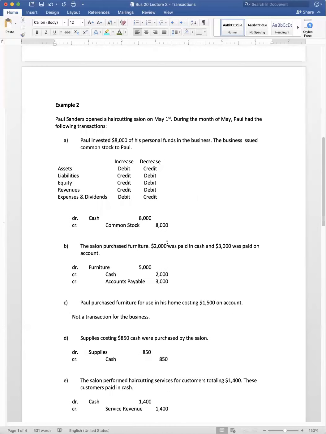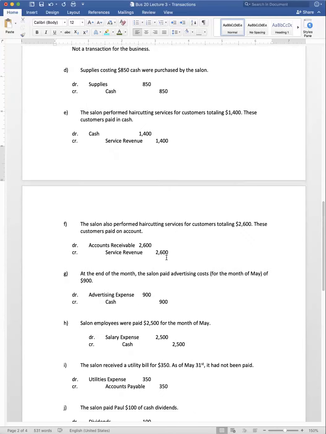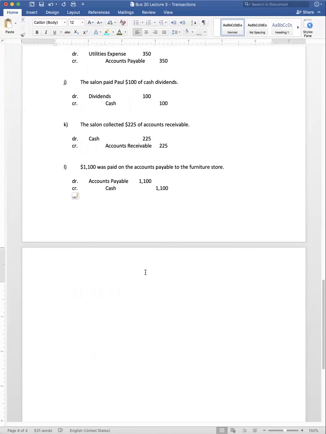Now, Paul's Salon only started on May 1st. And remember, when a business starts, it has nothing. So there was nothing before any of these transactions occurred. So we're going to create those financial statements. If you looked at that homework question, there was a hint that you should prepare the financial statements in a certain order. I'm going to follow that order right here, and as I do, hopefully you'll see why that order is helpful.